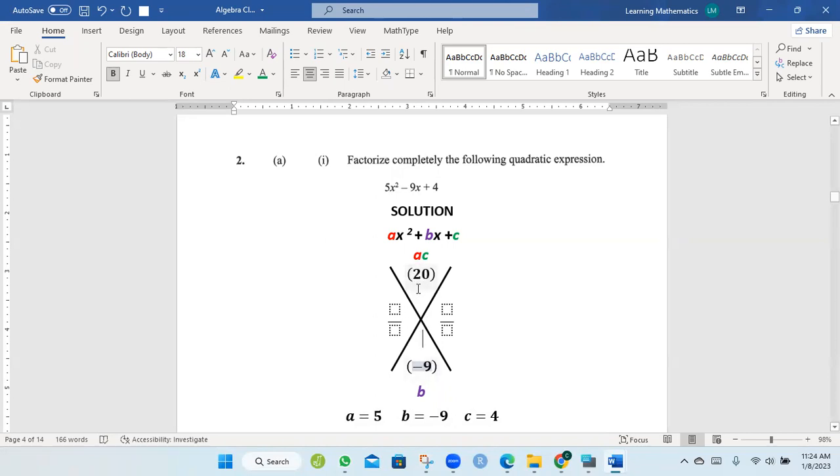What are these two negative numbers? When you multiply them, you're supposed to get positive 20, and when you add those two negative numbers, you're supposed to get negative 9. Let's think about it. After some trial and error, we have found these two numbers to be negative 5 and negative 4. Negative 5 multiplied by negative 4 gives positive 20, and negative 5 plus negative 4 gives negative 9. You can actually prove that in your calculator.